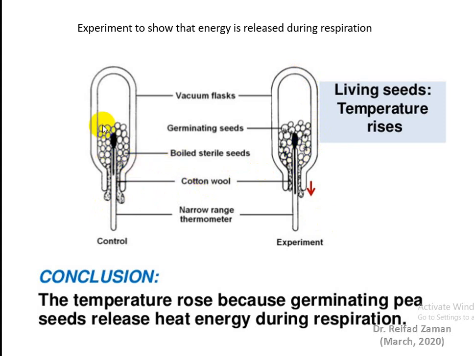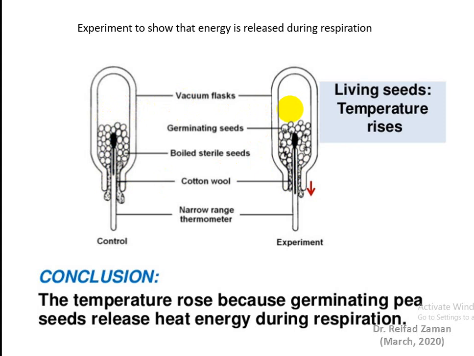thermometers in each of these flasks. And we are going to seal the top of the vacuum flask with cotton wool. Now a vacuum flask is an insulator. So if there is any temperature change inside, the temperature will stay inside, and this will be recorded by the thermometers. So after setting up the apparatus like this, we are going to leave it for 30 minutes.